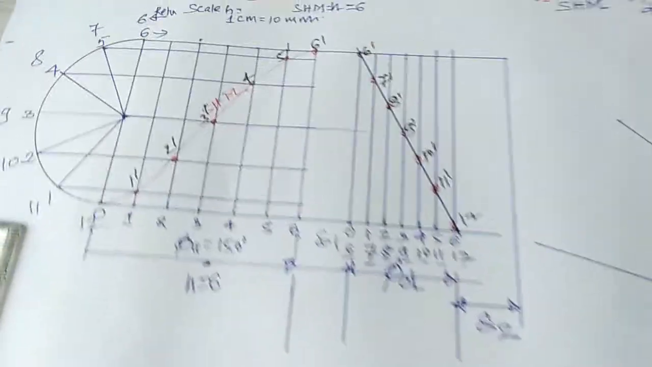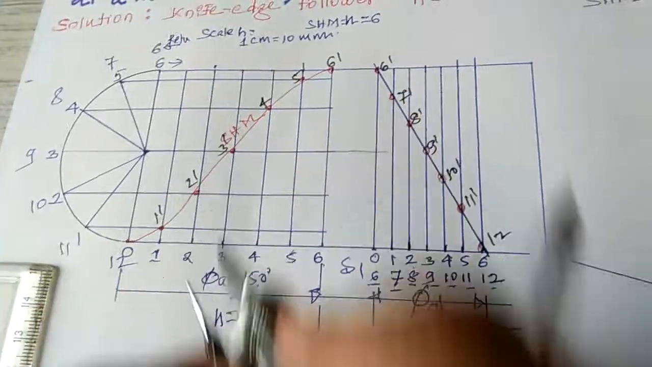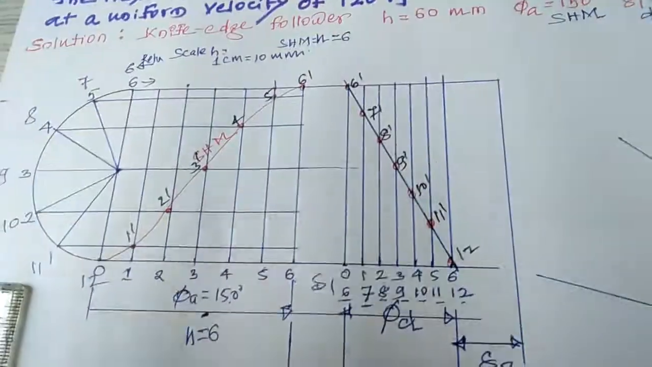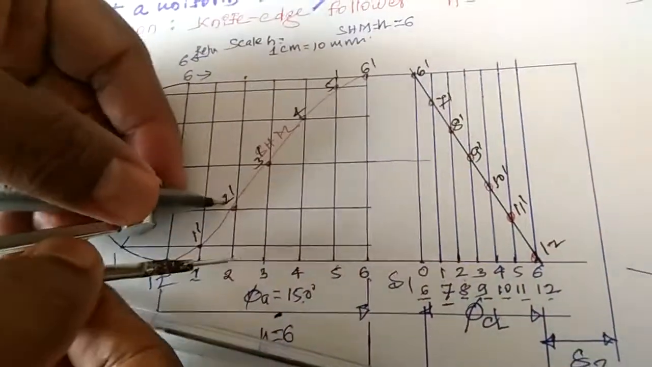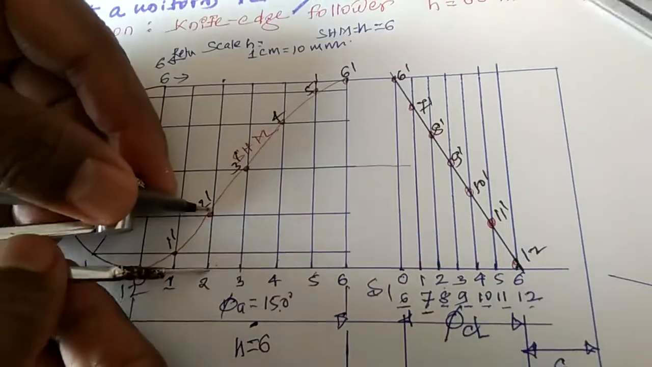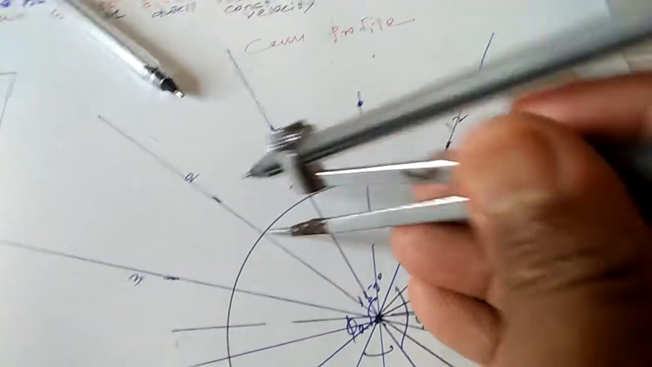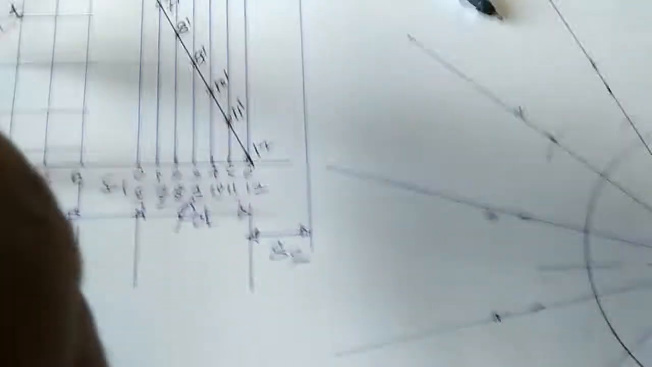You have to take these values 1, 1. Then you have to go for the 2, 2. You take it with a compass this way. This is a length. Then 2, 2, you keep on the radius of the cam. Okay, this is 2, 2. Then 3, 3. It comes as 3, 3.